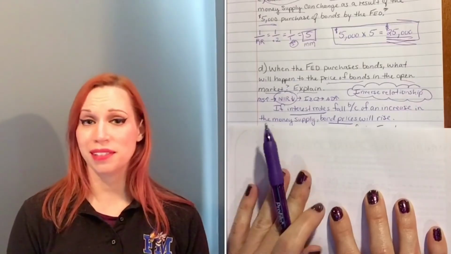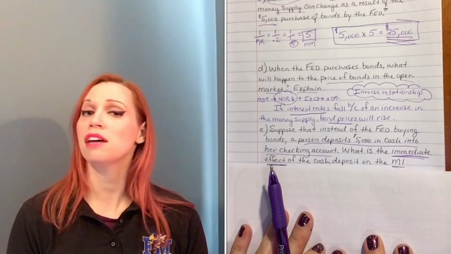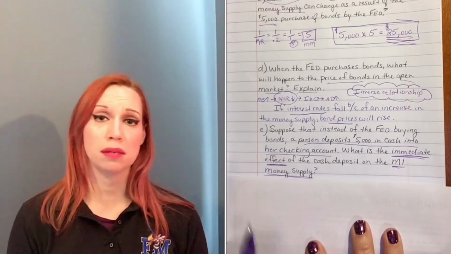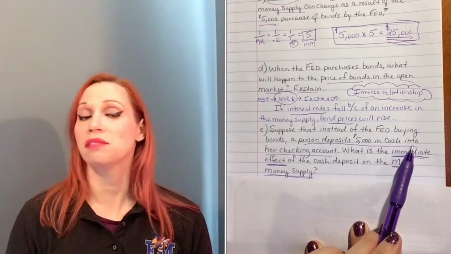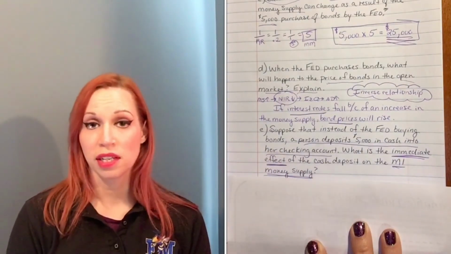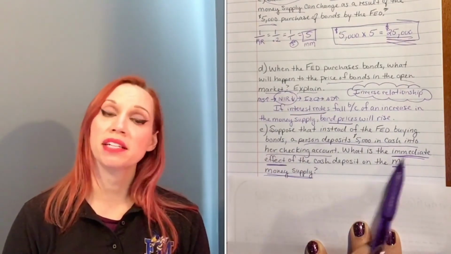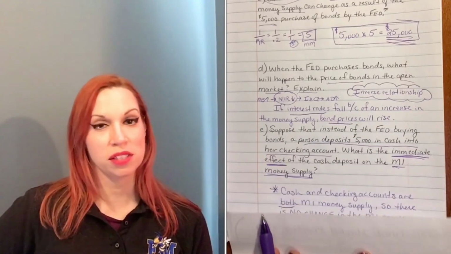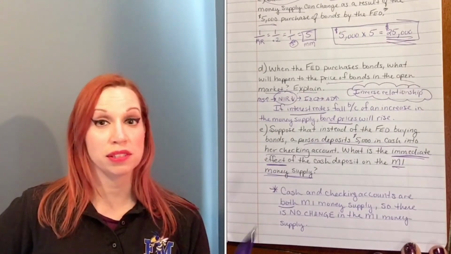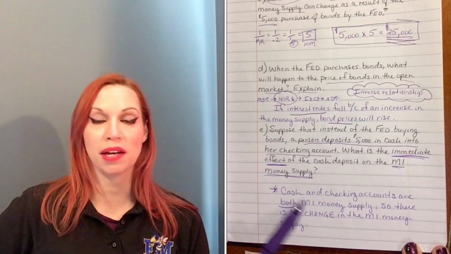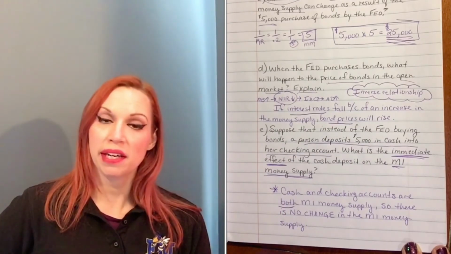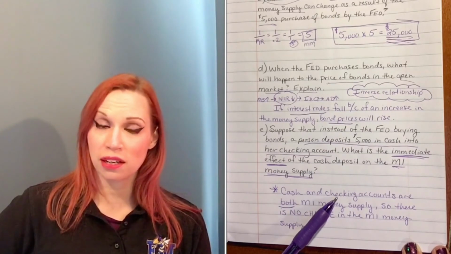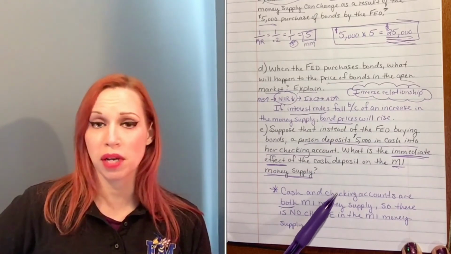All right, so Part E says, suppose instead of the Federal Reserve buying $5,000 of bonds, suppose somebody just comes along to the bank and they just deposit $5,000 into their checking account. It says, what's going to be the immediate effect on the M1 money supply? This person had $5,000 in cash in their pocket, which is liquid money, M1 money supply. And they're walking into the bank and they're putting it into their checking account, which is also M1 money supply.